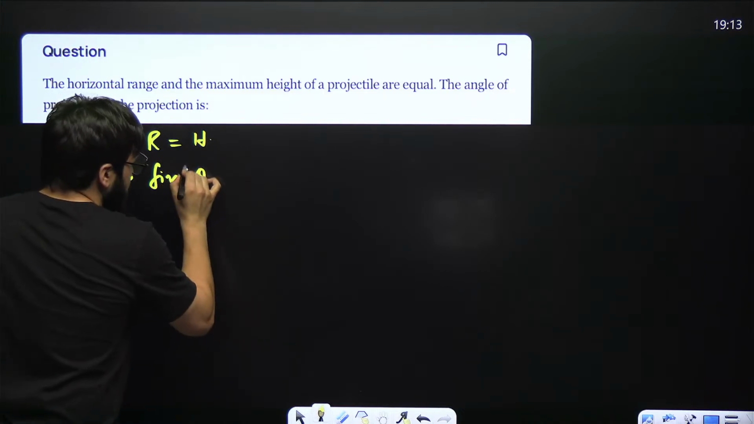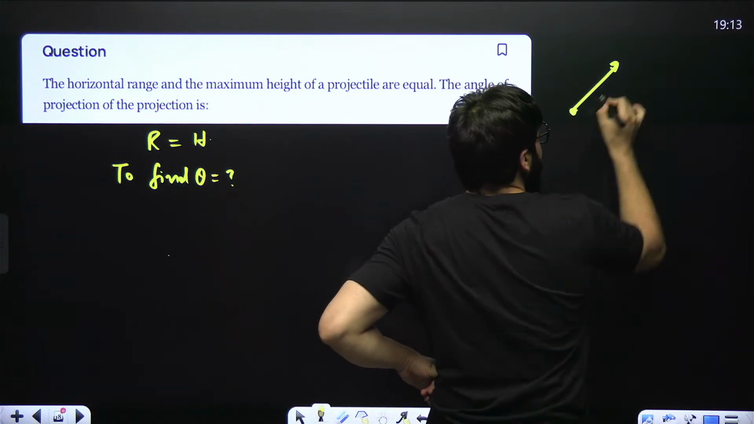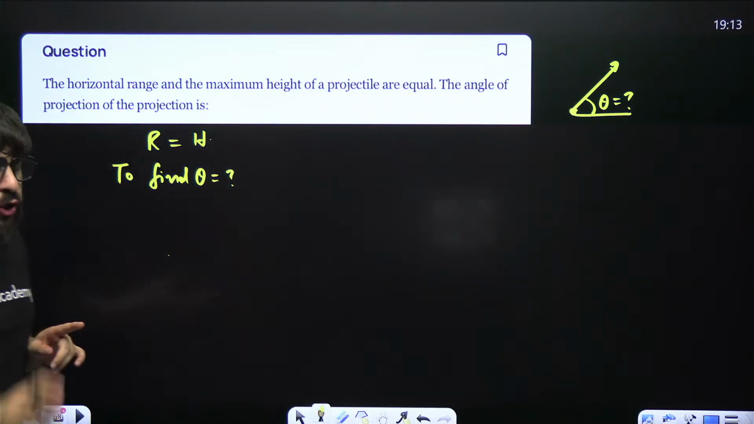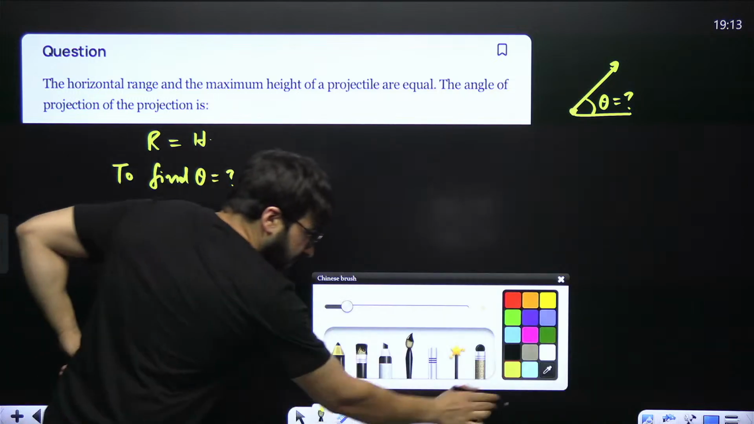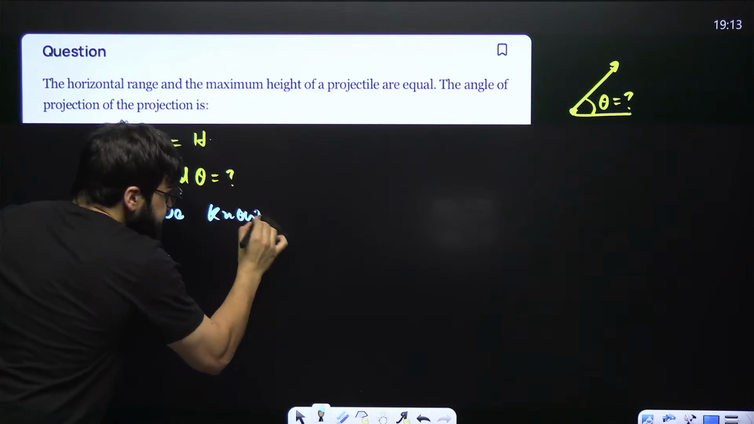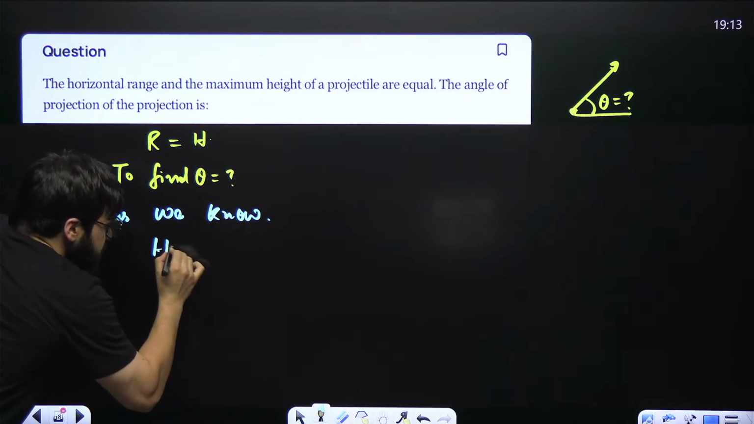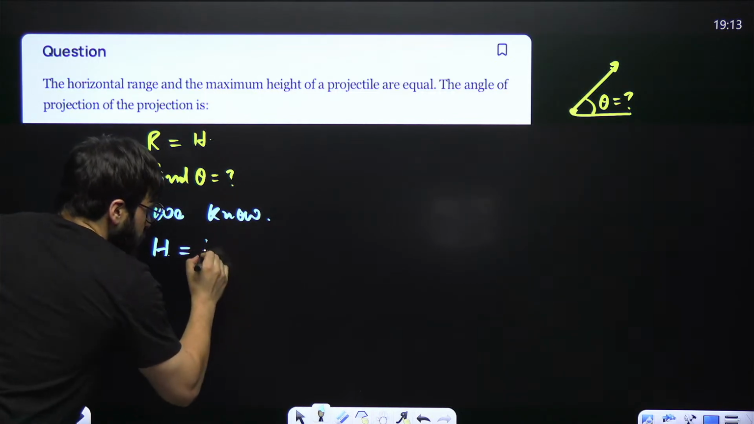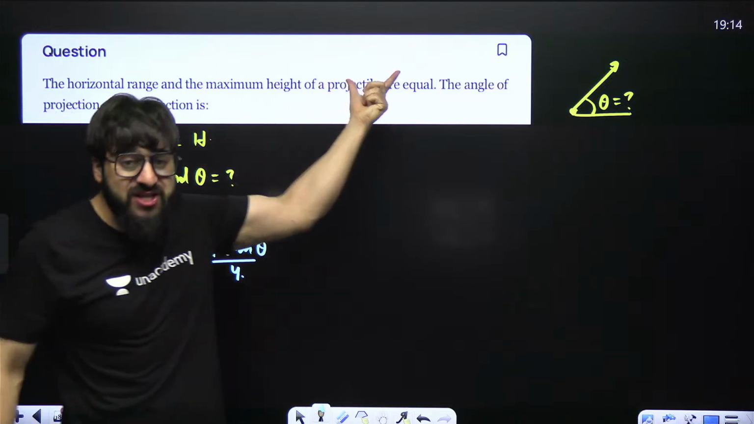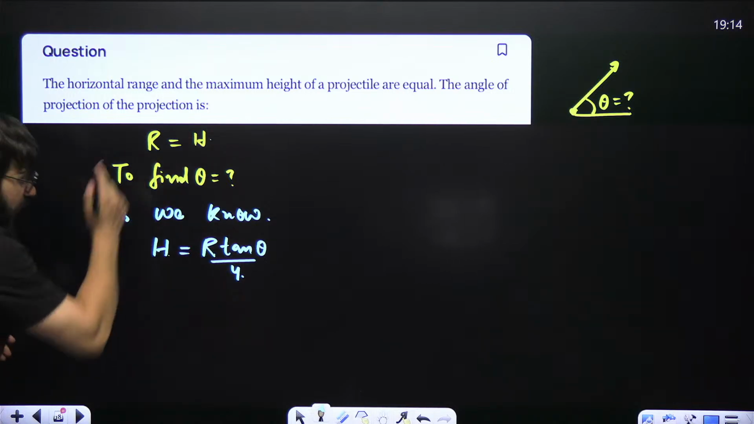Guys, see, we have to find theta. At what angle have we launched the projectile? We have to find this theta. Guys, in this particular case, I'll just write this equation over here. As we know, we recently saw one equation. What is that? Sir, that is this maximum height is equal to r tan of theta divided by 4. Because when only range is given and you are supposed to find the height, you can basically use this equation.